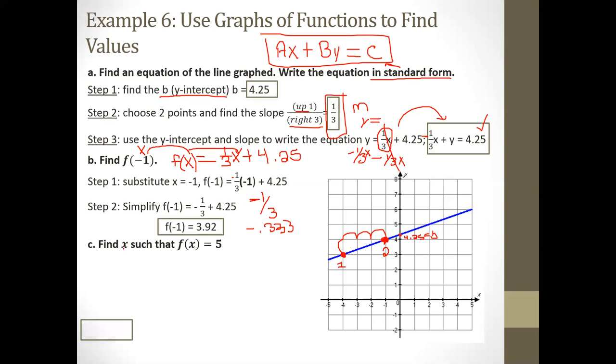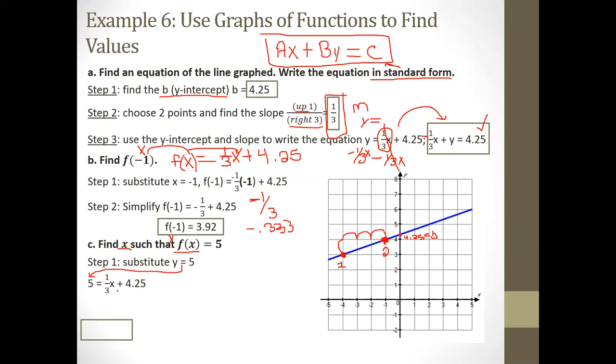Now part C says find x, this time when f of x is equal to 5. Now think about this f of x term. Remember, f of x is the same thing as y. So essentially, we're substituting 5 in place of y or f of x. So instead of f of x equals 1/3 x plus 4.25, we have 5 equals 1/3 x plus 4.25.